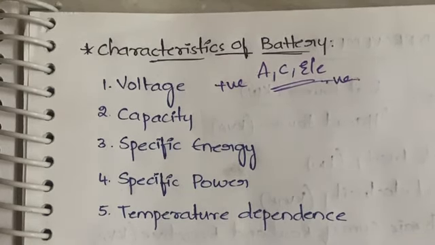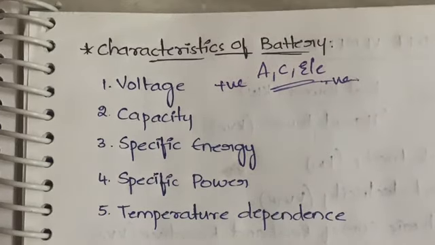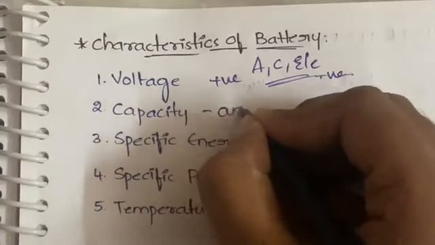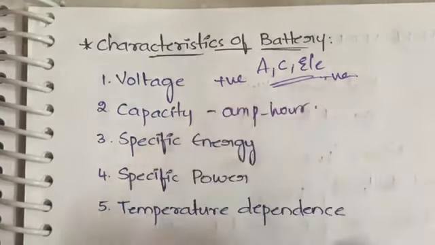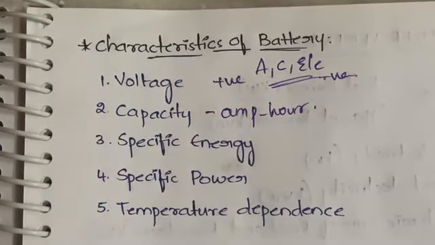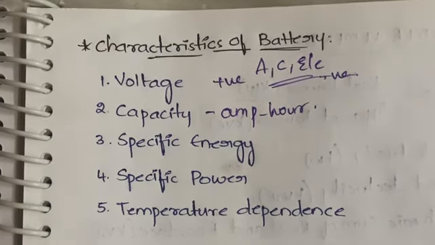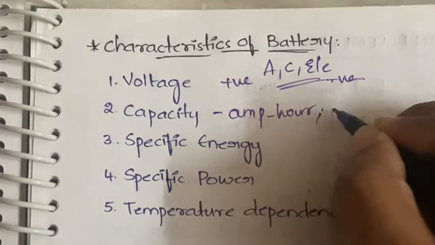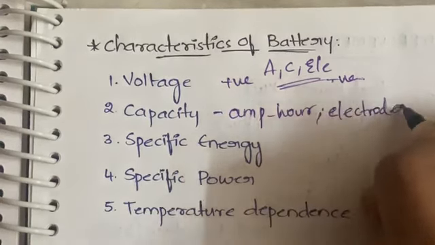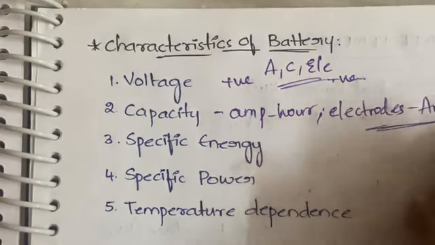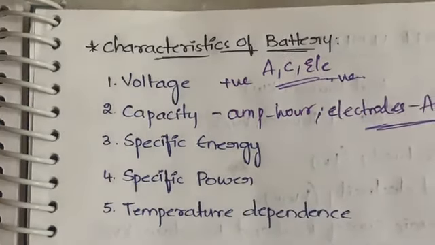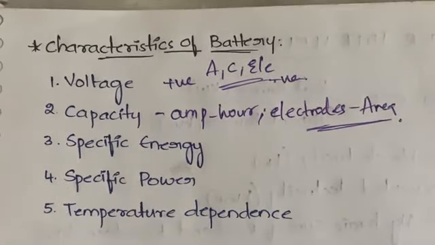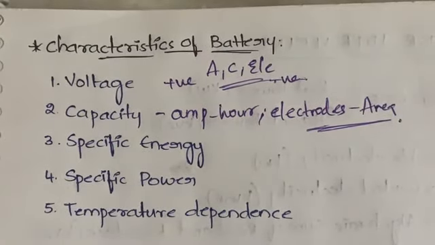Got it? So a mobile phone will have high battery capacity, and this capacity is measured in ampere hours. So it is measured in amp hours, and this capacity will depend on the surface area of the electrodes and the strength of the electrolyte. So it depends on the surface area of the electrodes and also on the strength of the electrolyte. Got it? Next comes the specific energy.